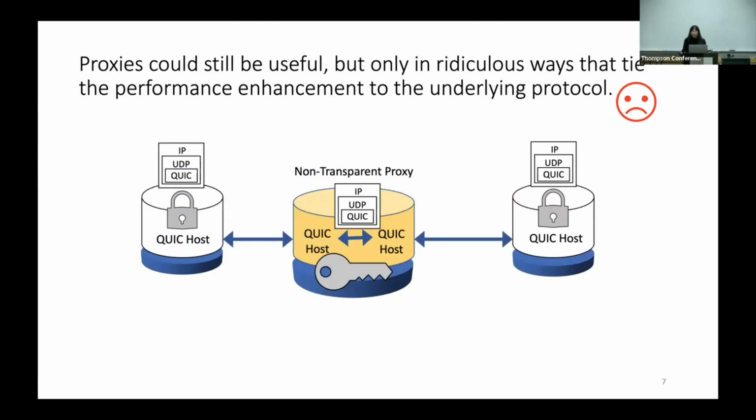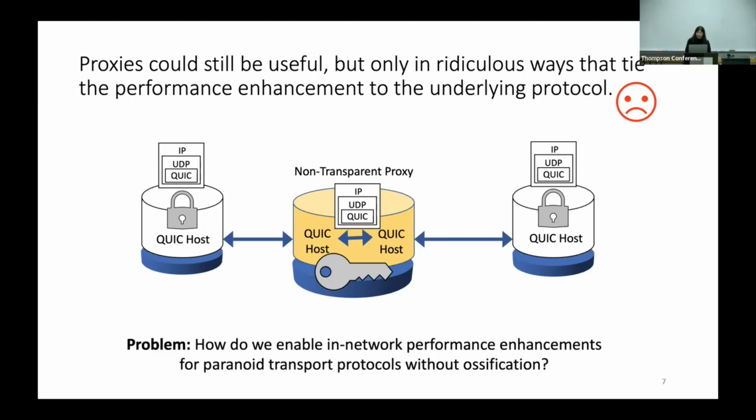Now, proxies might still be useful in some ways with paranoid transfer protocols, but only in ridiculous ways that would never be accepted by these middle boxes or the end hosts that are using these new protocols. For example, one dumb straw man is simply to credential the middle box so that they have access to all the fields inside of your paranoid transfer protocol. And this defeats all the privacy and ossification guarantees we were trying to provide in the first place. This leads to our final question. How do we enable in-network performance enhancements for paranoid transfer protocols and without ossification? How do we get the best of both worlds?